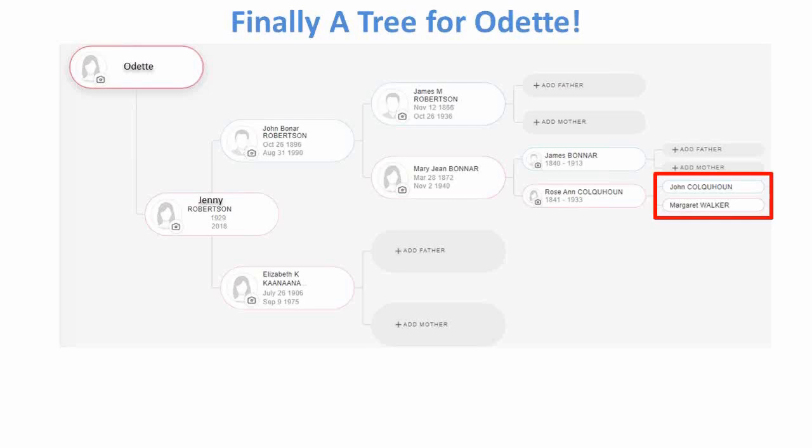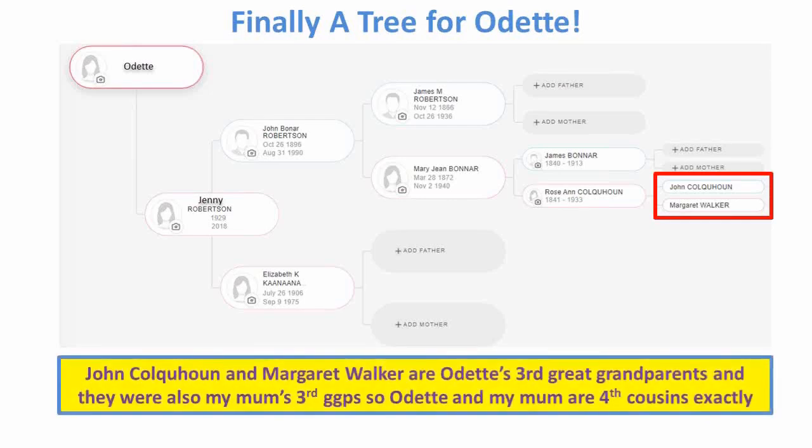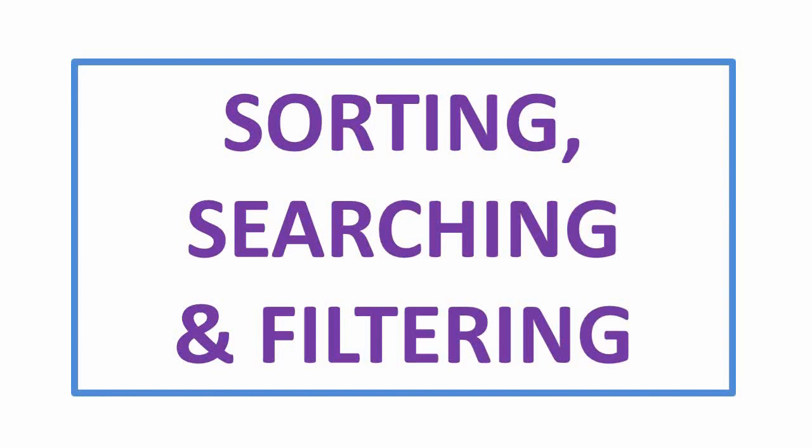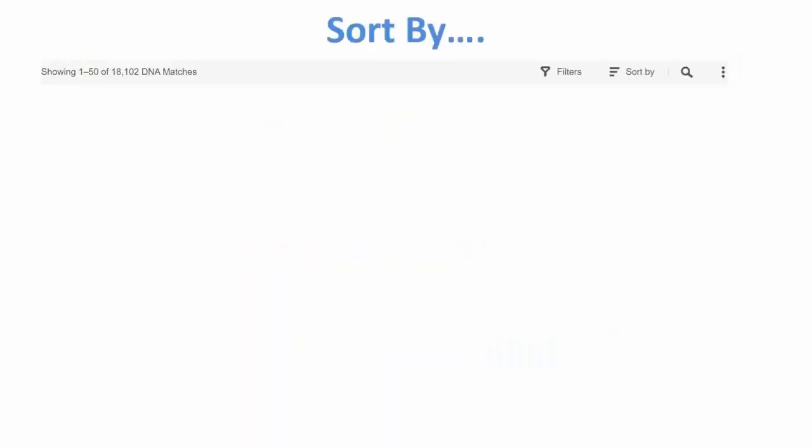There's John Colquhoun and Margaret Walker. They're her third great-grandparents. They're also my mum's third great-grandparents. So Odette and my mum are fourth cousins exactly, and she's my fourth cousin once removed. So let's move on now to sorting, searching, and filtering. And for this, we're going to go back to the main match page.